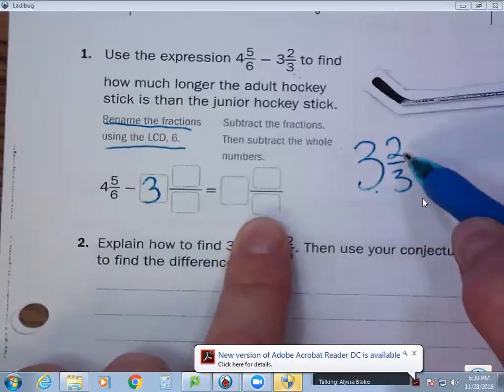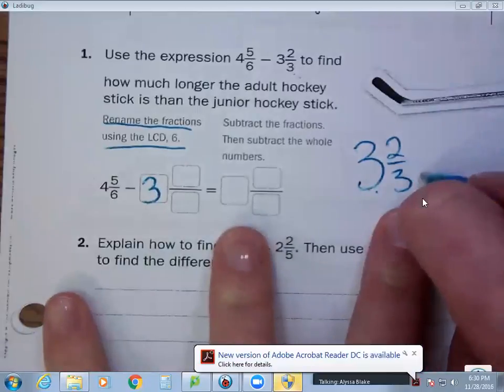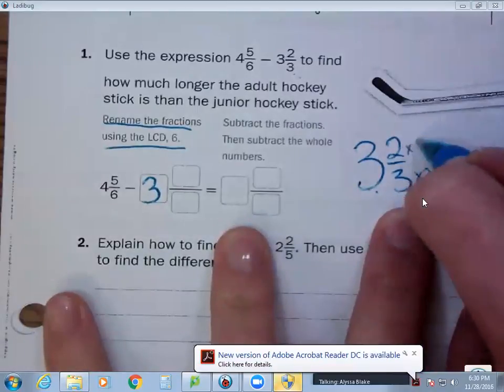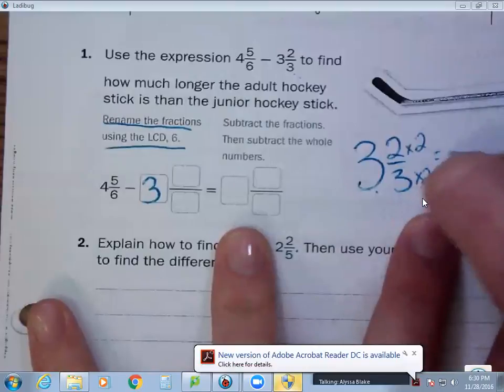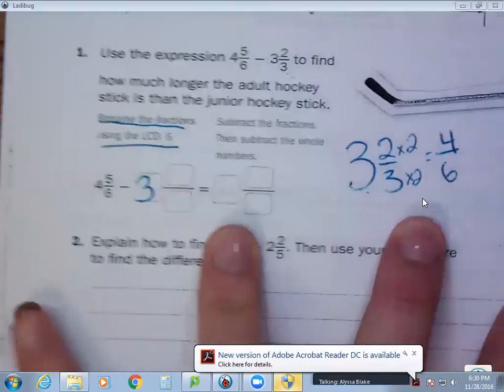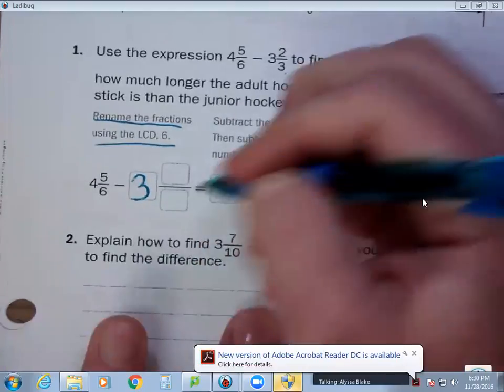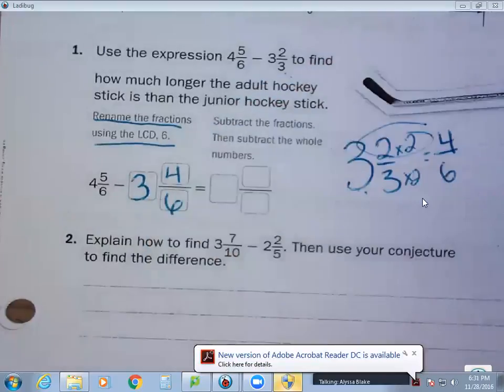So I've got 2/3 here. In order to change it into 6, I'm going to multiply the top and the bottom, the numerator and the denominator, by 2 so I can make an equivalent fraction. It's really important that we do that top part. So we've got 4/6 here. So we have 4 5/6 minus 3 4/6.